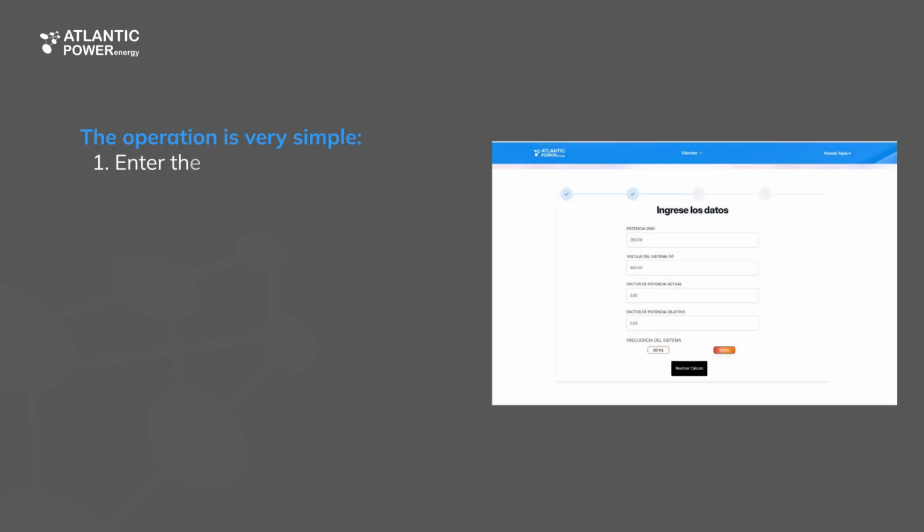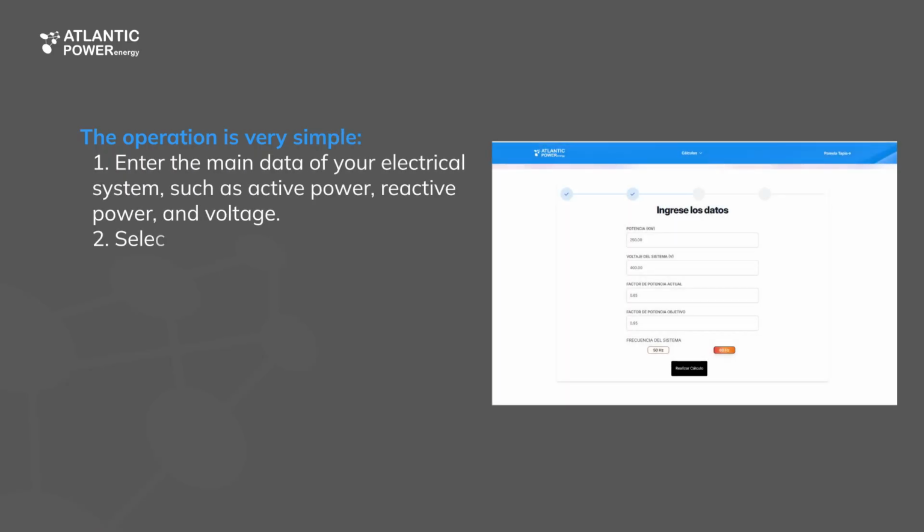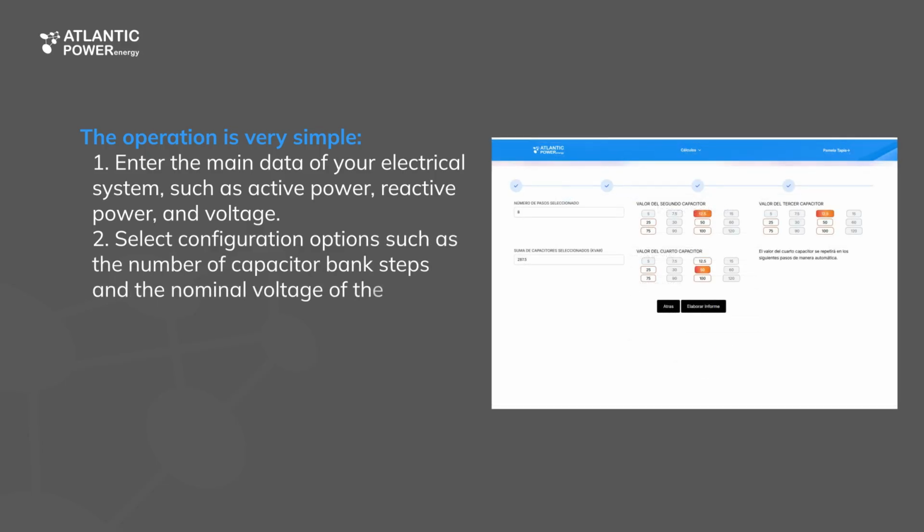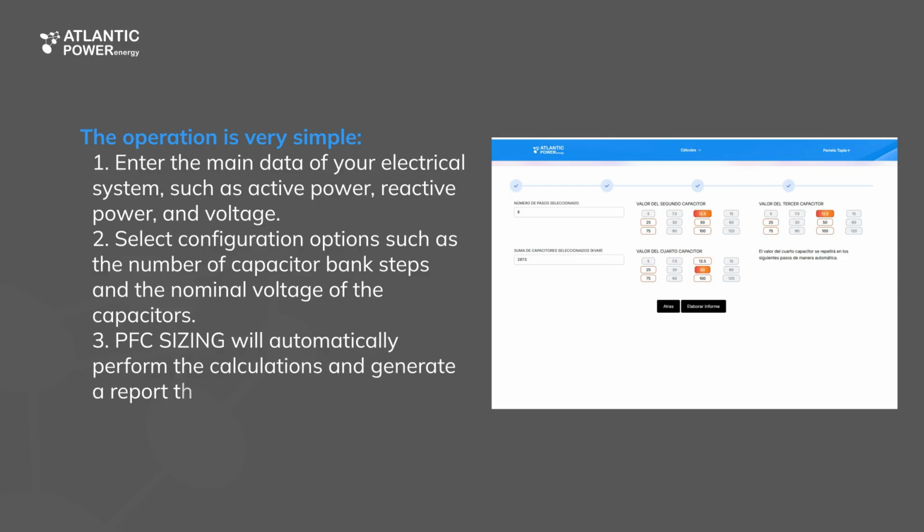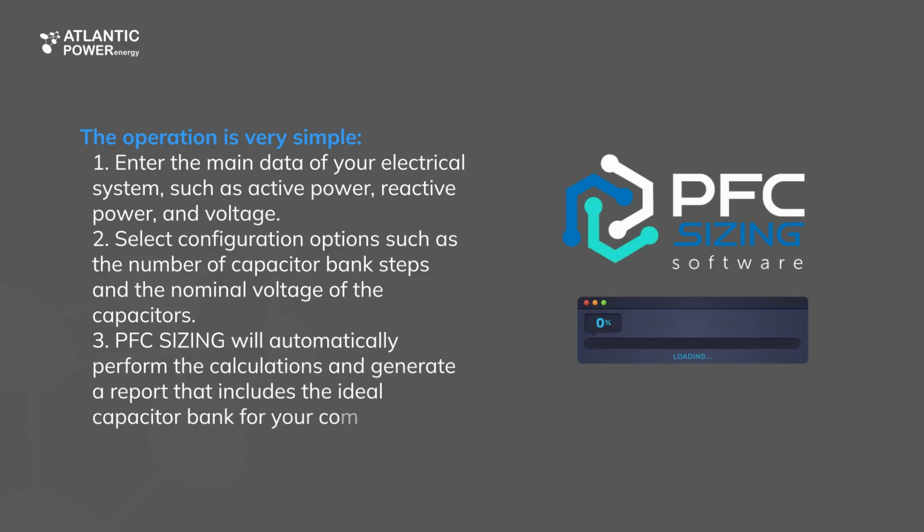The operation is very simple. Enter the main data of your electrical system, such as active power, reactive power, and voltage. Select configuration options, such as the number of capacitor bank steps and the nominal voltage of the capacitors. PFC Sizing will automatically perform the calculations and generate a report that includes the ideal capacitor bank for your company.